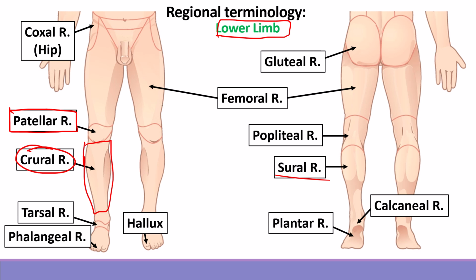The region for the ankle, we call that the tarsal region. Remember, for the wrist, it's carpal region. For the ankle, tarsal region. We said that the pollex was the thumb, and for the foot, that will be the hallux. The big toe is the hallux, while the thumb is the pollex. Also, the sole of the foot is called the plantar region. And the region of the heel is what we call calcaneal region.